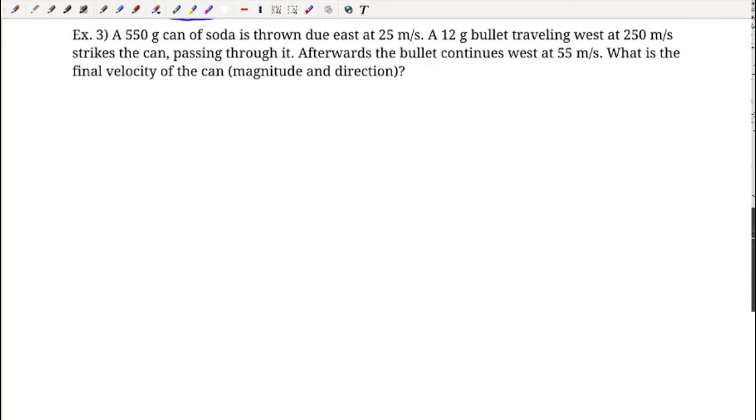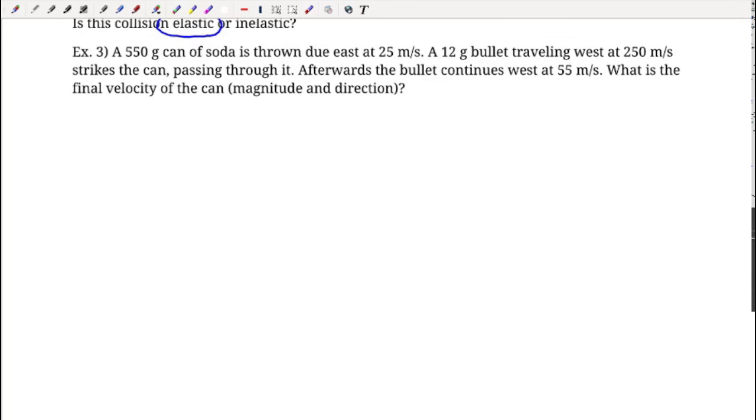So, a 550 gram can of soda is thrown due east at 25 meters per second. Let's call this object A, can of soda. Now look out, this is in grams, I'm going to need to convert that. Due east, so east positive, 25 meters per second.